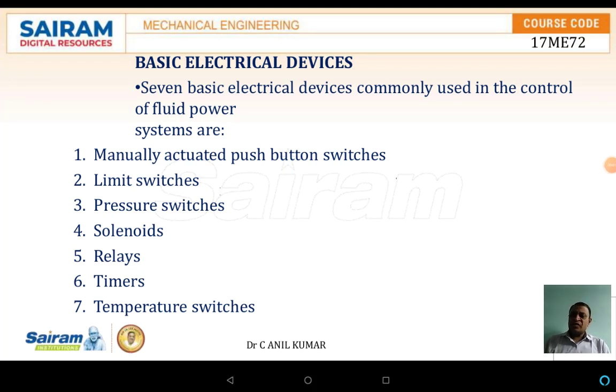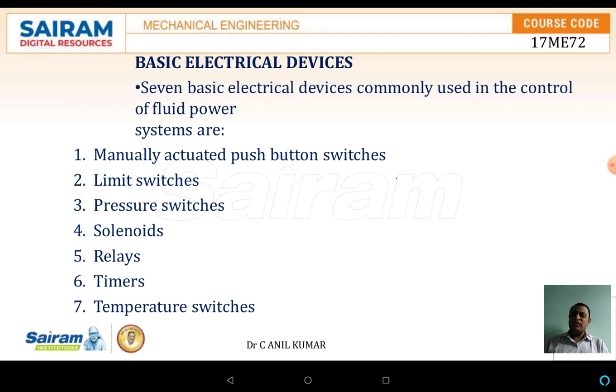There are seven basic electrical devices commonly used to control fluid power systems. The first one is a very simple one, manually actuated push button switches, then limit switches, pressure switches, solenoids, relays, timers, and temperature switches.